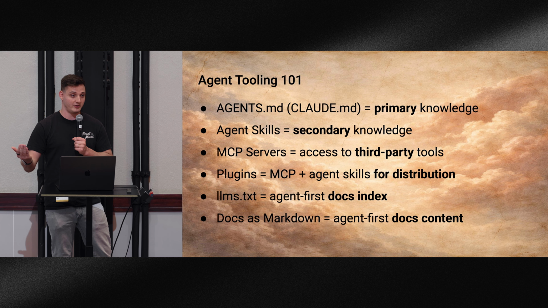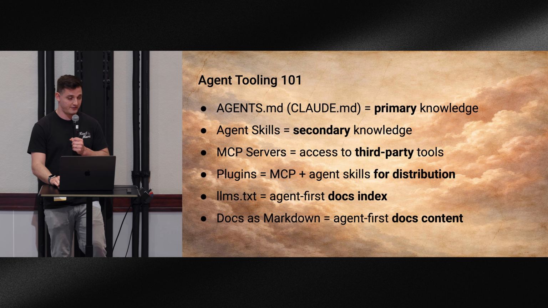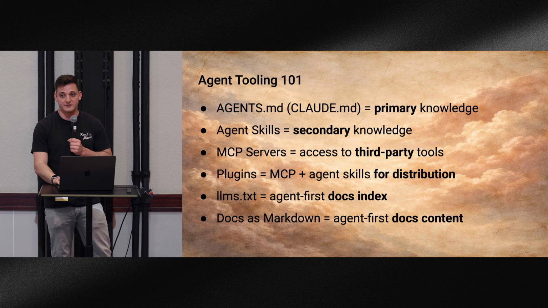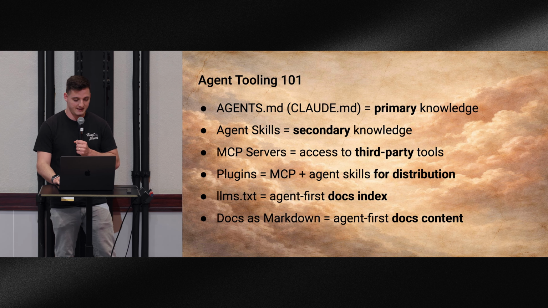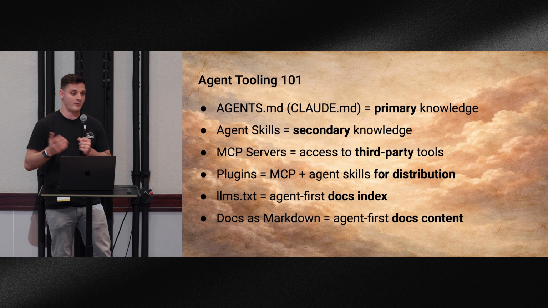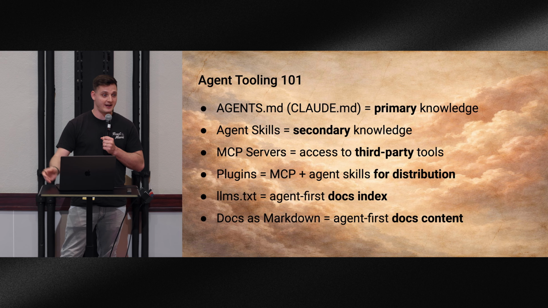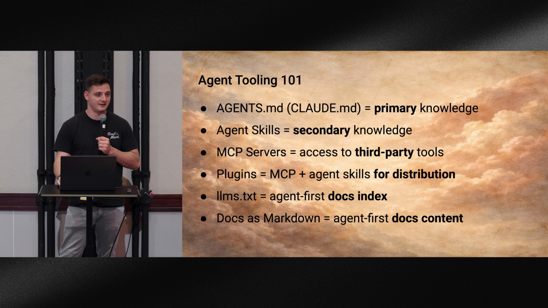MCP servers give your agents access to third-party tools and services, right? That can be context that they load in, but it can also just be interacting with resources and services. And then plugins is really just a way to bundle MCP servers, agent skills, and other components together for distribution, right? Codex has a plugin marketplace, I think announced today, right? So congrats Codex team. And Cursor has a plugin marketplace, and all it is, it's literally a configuration file that bundles agent skills and MCP servers together.